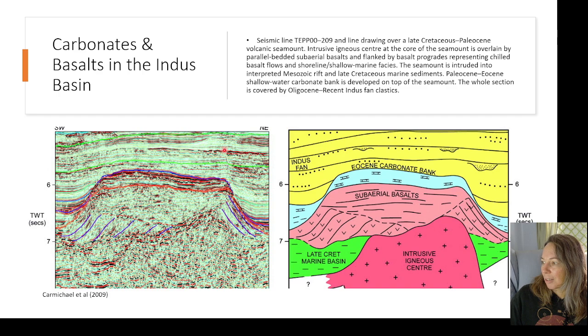We've got our sediments around it, lots of channels. The intrusive igneous center is a little bit harder to pick out. It's very chaotic. And then you'll notice that with the subaerial basalts, you actually see a little bit of information, a little bit of structure with dipping reflectors.